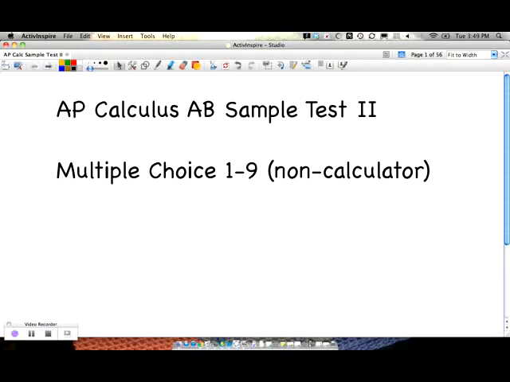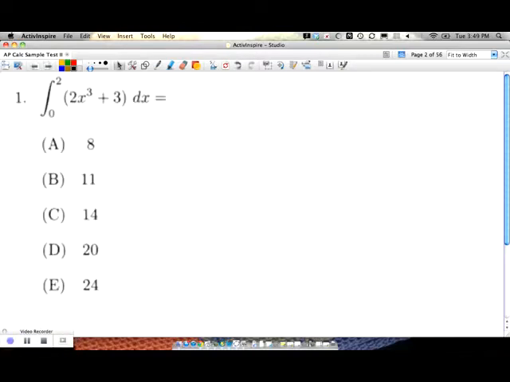All right, calculus. We are in the review part of the year. We're going to be looking at the sample test. Here are some solutions worked out for you guys. You can see them as they're going, and I'll try to annotate them as well. Let's start out with something easy.